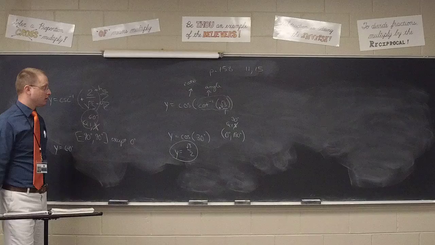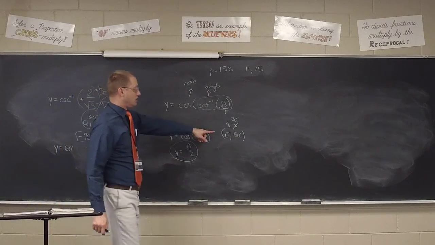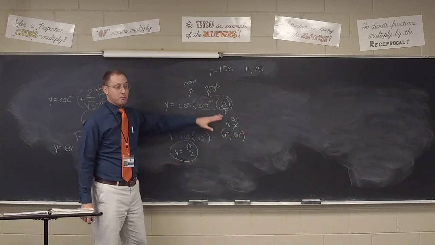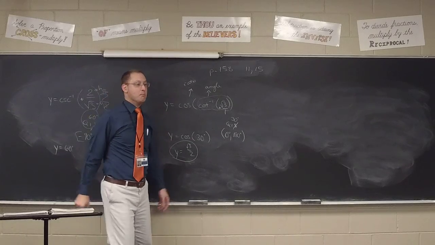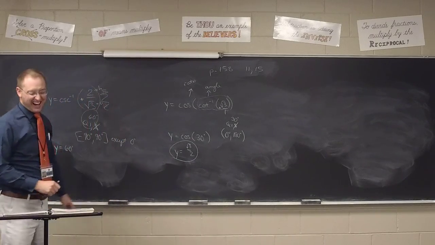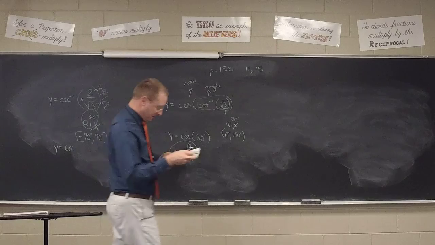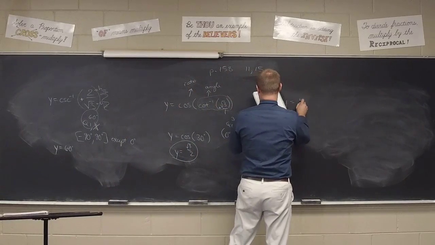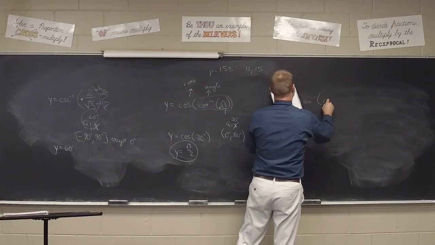Questions? Where did you get the 0 and 180? That's the limited range of arc cotangent that we're memorizing. Okay, we're memorizing that.